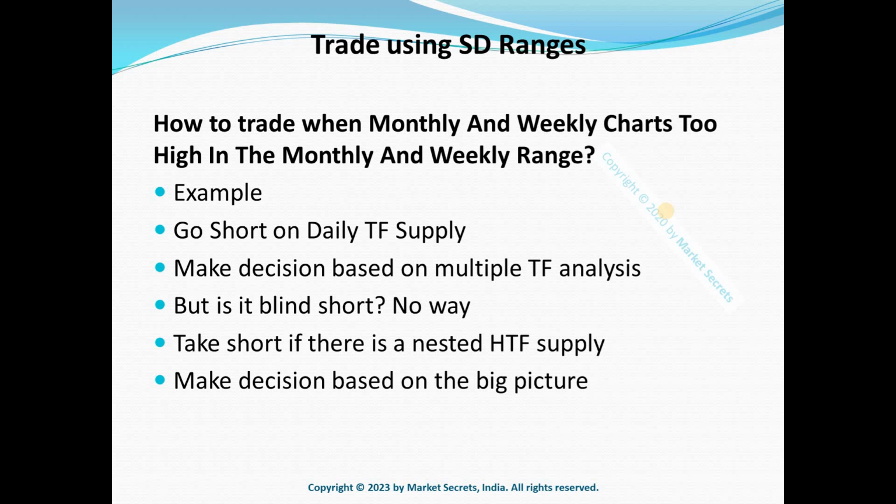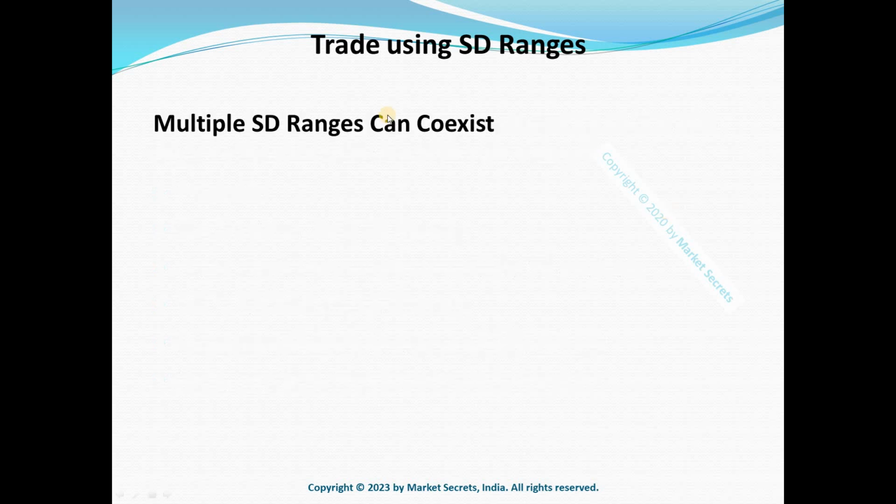Also, if the higher time frame supply is in control, do you want to keep on buying that high against a higher time frame supply zone? You shouldn't. This is why we need a multiple time frame analysis, and having a bird's eye view of the bigger picture will help you to take better trades. That's the significance of using SD range. And multiple SD ranges can coexist as well.